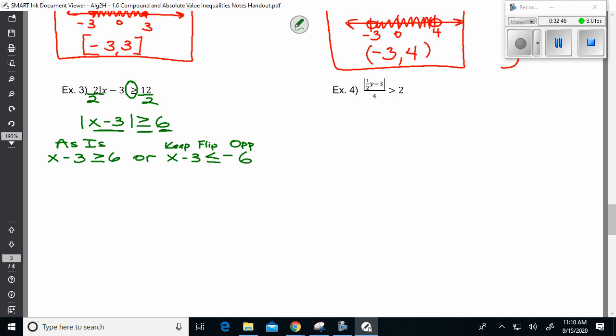Now we go about solving. So now we just solve the problem. First inequality, add 3 to both sides. x is greater than or equal to 9. Second inequality, add 3 on both sides. x is less than or equal to negative 3. So there's your algebraic. That's your algebraic.